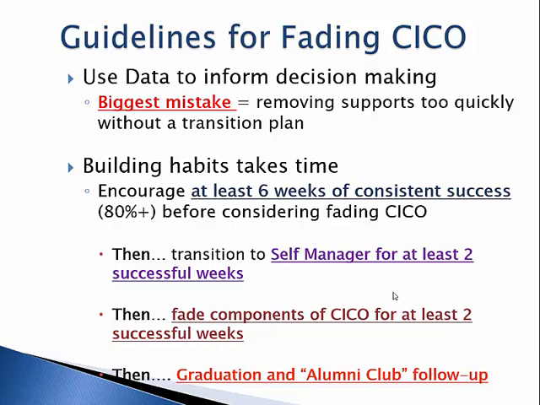As far as guidelines for fading check-in, check-out, one of the guidelines is probably don't be in a big hurry, and don't be drastic in your fading. Make it a gradual, supportive process. If we start thinking about decision rules, usually we're not going to consider starting to fade a student off of check-in, check-out until they've had at least 6 weeks of consistent success. And that would mean they're hitting 80% of their points, probably at least 80% of the days on a regular basis. So that would be 4 days a week, over 80% of their points.